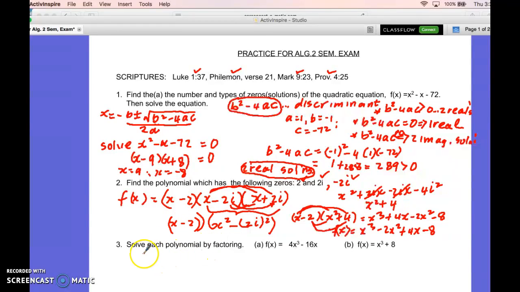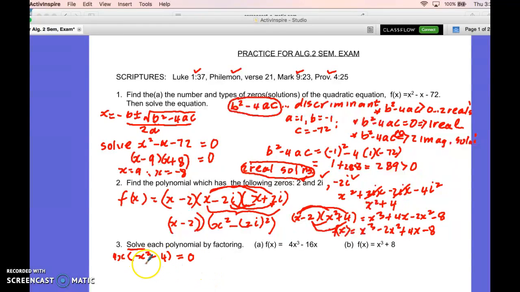Okay, how about something else? Solve each polynomial by factoring. Let's take this one here. Solve. What does it mean by solve? You want to find the x values for which this is 0. So the first thing to do is to factor. Greatest common factor. Take a look at this. This and this. Obviously, we can divide this by 4 and this by 4, but there's more. There's x. So I'm going to factor out a 4x, and that's going to leave me x squared minus 4. And since I'm solving it, I want to find the x values that would make that 0.